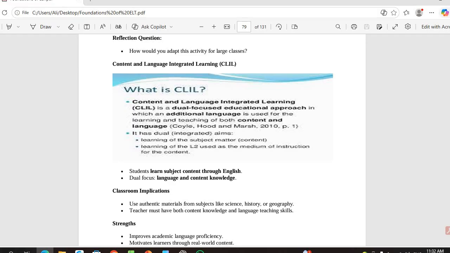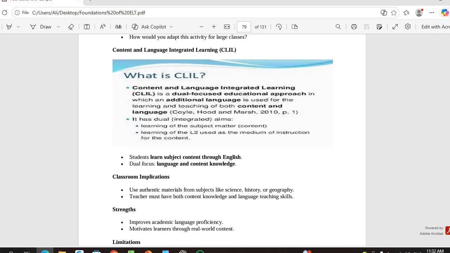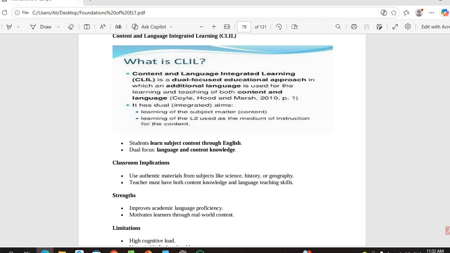This is what CLIL means. The students learn subject content through English. Dual focus: language, English, and content, maybe history, maybe geography, maybe math, maybe science, and so on. This is content and language integrated learning.